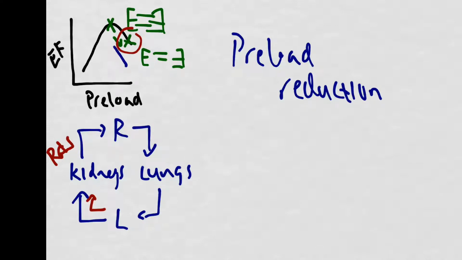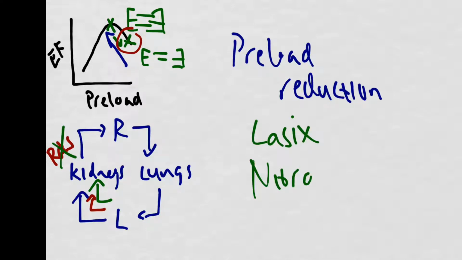By doing this, we'll drive the patient back to the optimal preload, which will improve the EF, improving perfusion of the kidneys, as a result, knocking out the RAS system. The medications we use for preload reduction are Lasix and nitroglycerin. Nitro also has the added benefit that it's an afterload reducer as well, when used in higher doses.